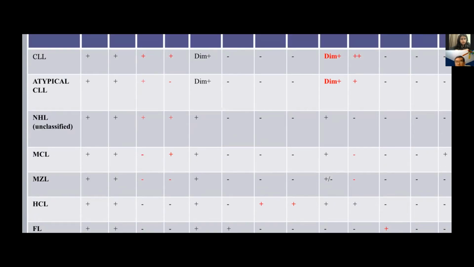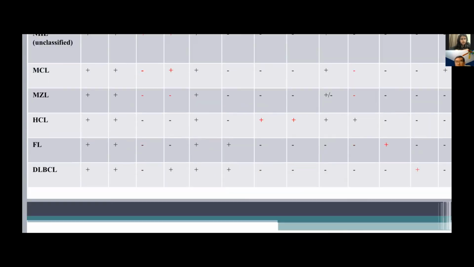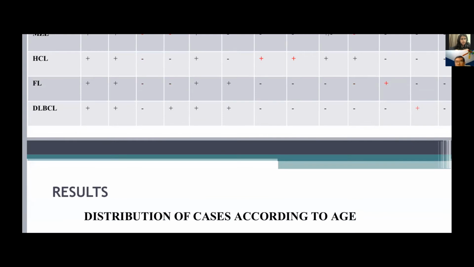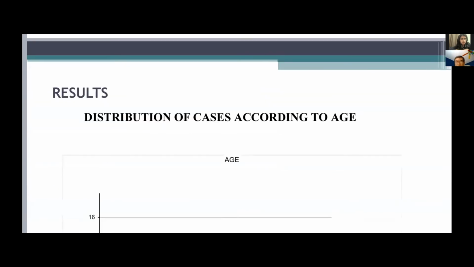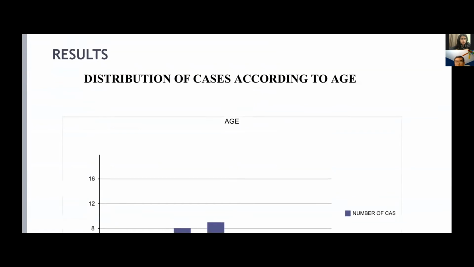You can refer to this table for the classification of the cases. I'll not explain every single subtype here. Okay, to move on to our results.